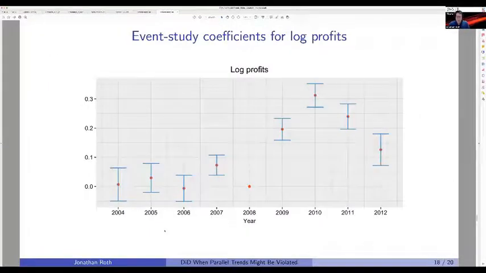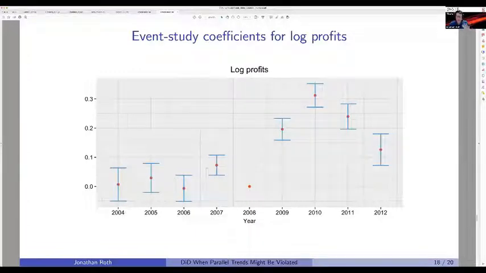So here is the event study plot for this outcome of log profits. What you see here is that if you look at the pre-trends, things look pretty good between 2004 and 2006. But in 2007, you get a significant pre-treatment coefficient. So between 2006 and 2007 and 2007 and 2008, things weren't exactly parallel.